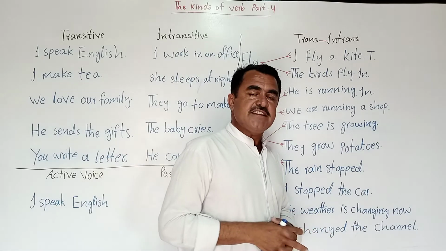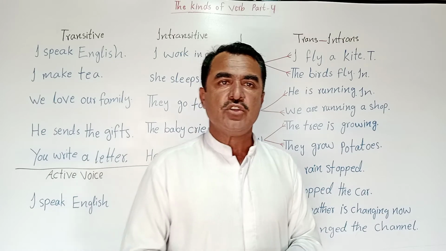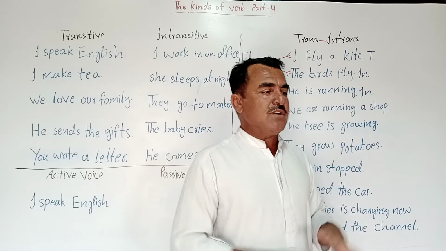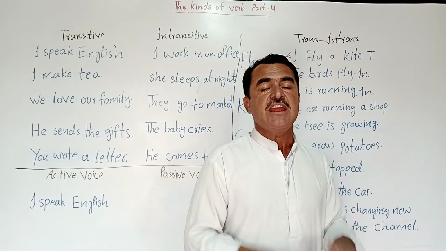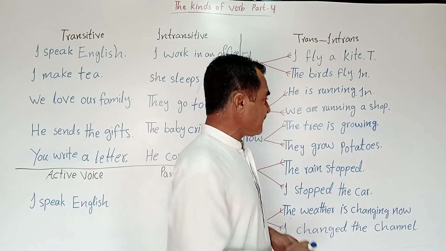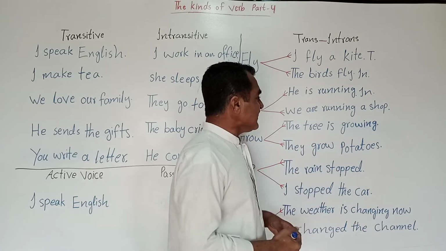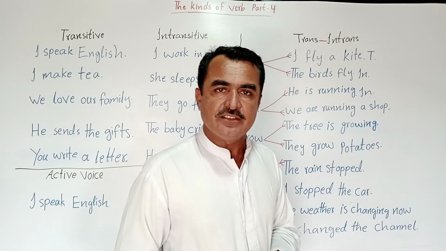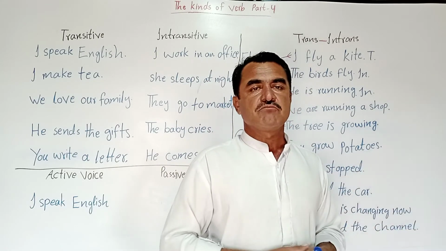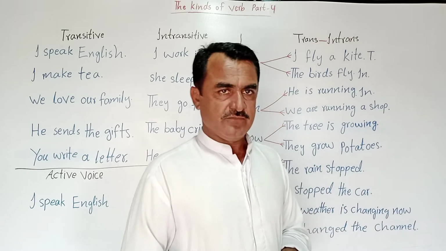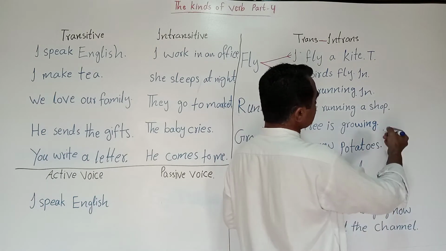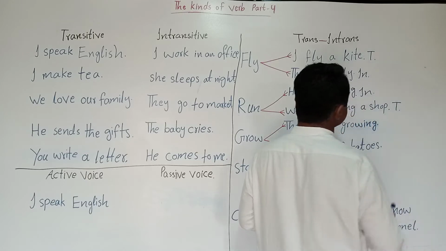Now let's take the third verb, grow. Once again there are two sentences about the verb grow. In one sentence the verb has been used as a transitive, in the second as an intransitive verb. See the first example: the tree is growing. The tree is growing what? The tree is growing who? There are no answers for it, so the sentence is complete in itself. I'm sorry, I have forgotten to put an I here. It means it is an intransitive sentence.